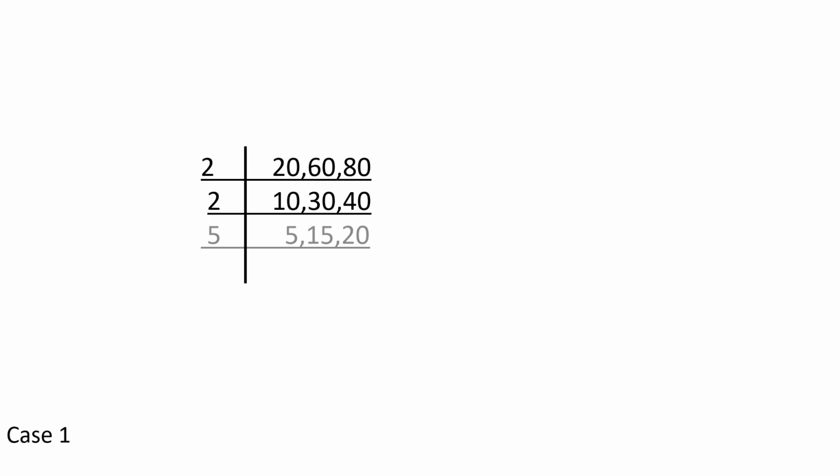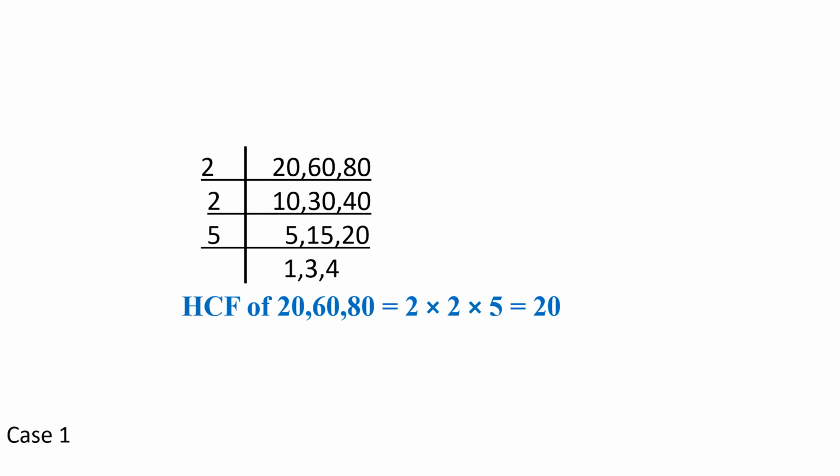To find the maximum number of flowers, let us find the HCF of 20, 60 and 80. We know that it is divisible by prime factor 2, so we will divide by 2 and we will get 10, 30, 40, and when we divide by 2 we will get 5, 15, 20, and when we divide by 5 we will get 1, 3, 4. Now there is no common prime factor, so what is the HCF of 20, 60, 80? That is 20.